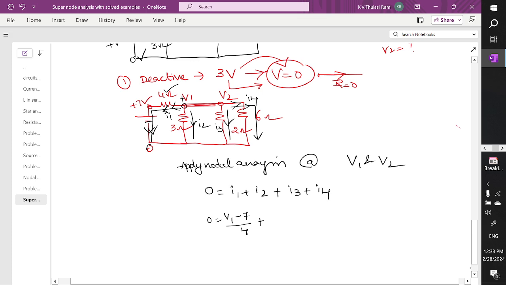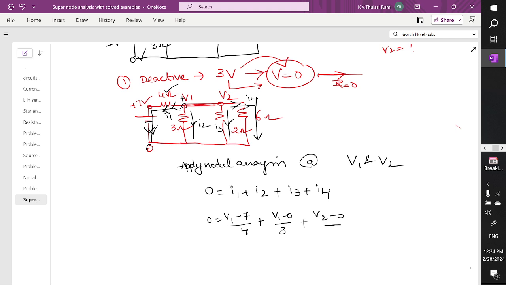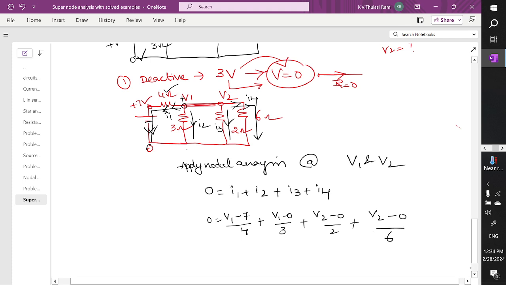How to write down the current in this branch? Already told, high potential minus low potential by R. What is high potential? V1 minus 0 divided by 3 ohms. How to write down the current I3 in this branch? V2 minus 0 divided by 2 ohm. How to write down the current I4 here? V2 minus 0 divided by 6.